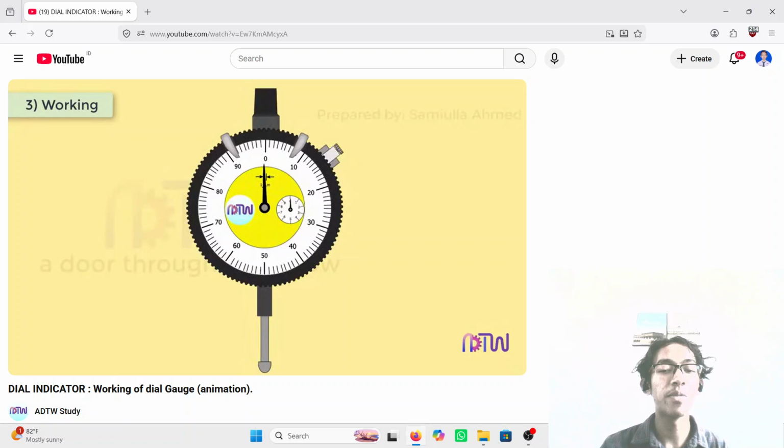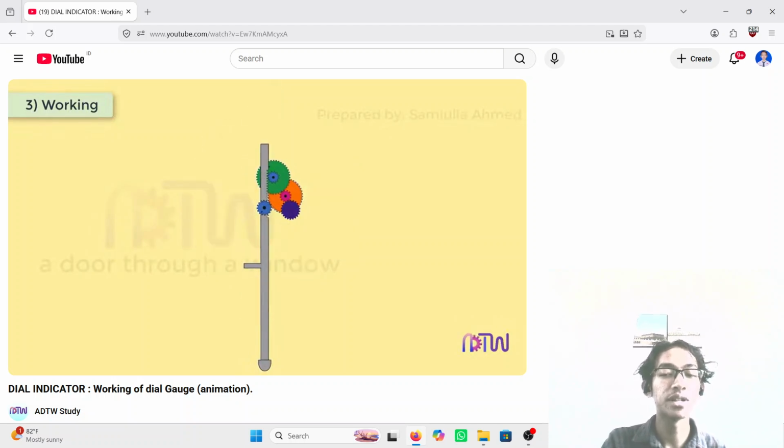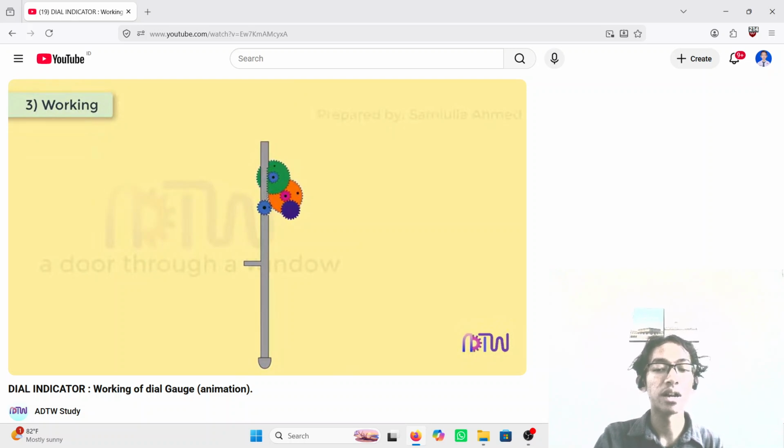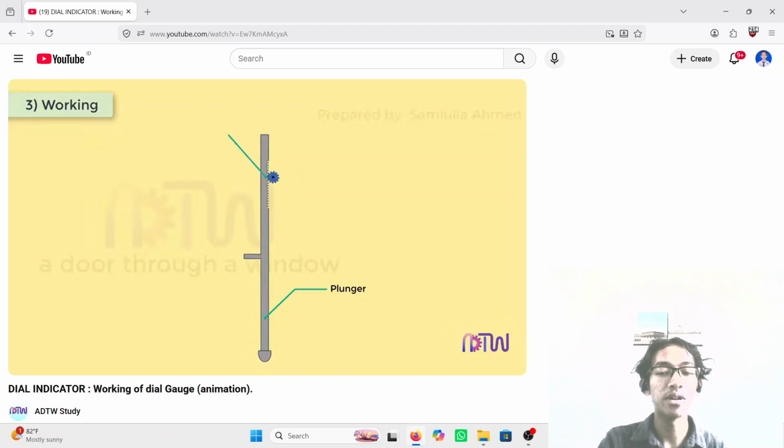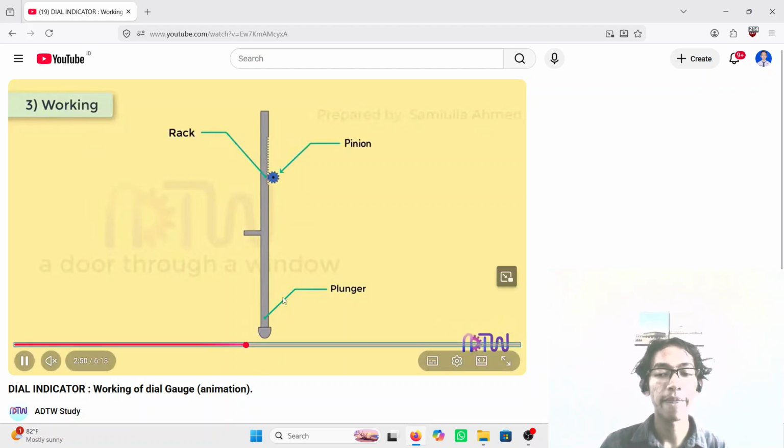Now, how all of the parts work together. Let's trace the movement from the workpiece to the pointer. First, when the contact point hits a high spot on a surface, the plunger is pushed upward. So the rack, kept in perfect alignment by the rack pin and the rack guide, moves up along with the plunger. This upward motion compresses the coil spring.